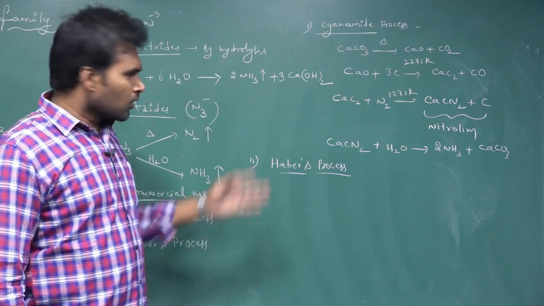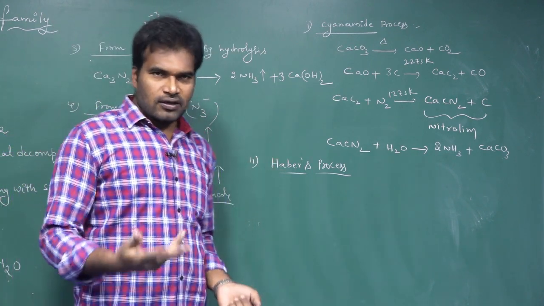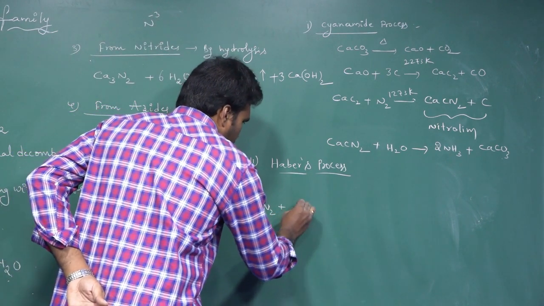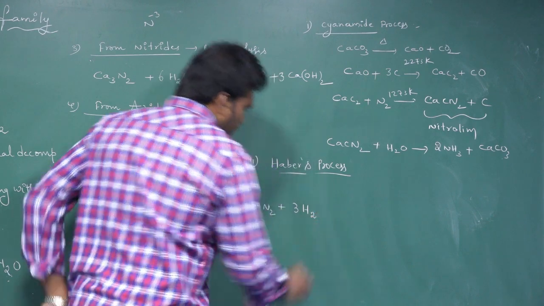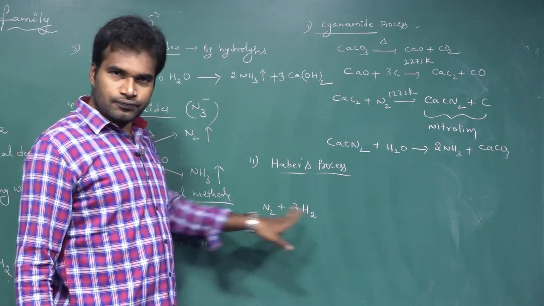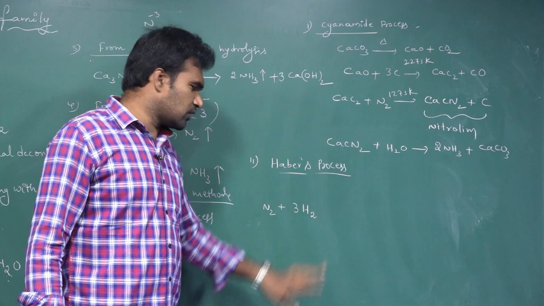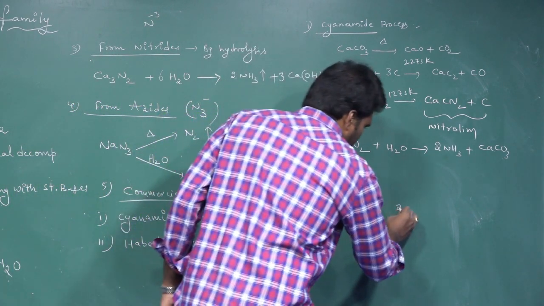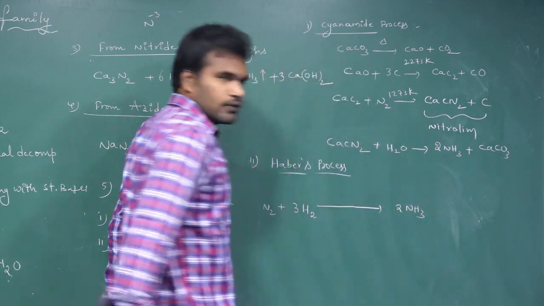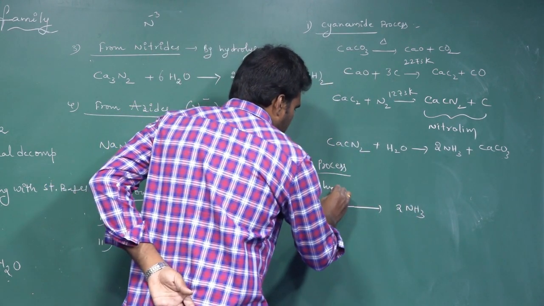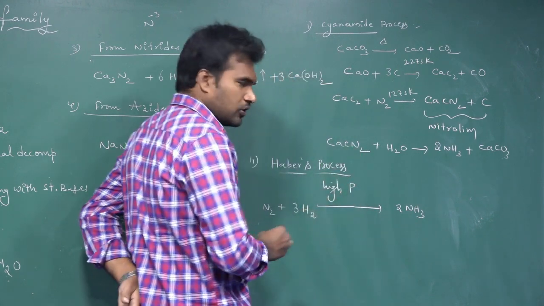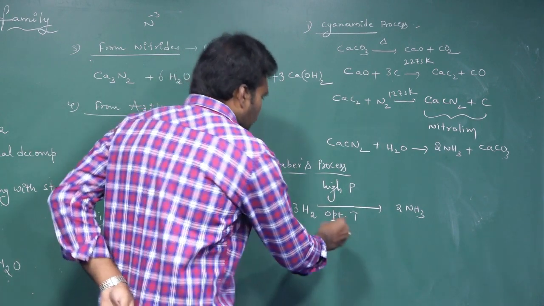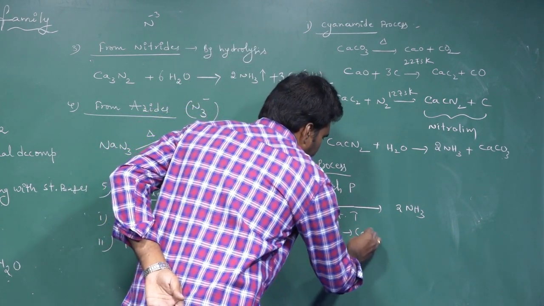Haber's process. As we know, this is a well-known method of preparation of ammonia. How can we prepare it? When nitrogen is mixed with hydrogen in the ratio of 1:3, that is, one volume of nitrogen mixed with 3 volumes of hydrogen, we will get ammonia, by maintaining high pressure, an optimum temperature, and iron as a catalyst.